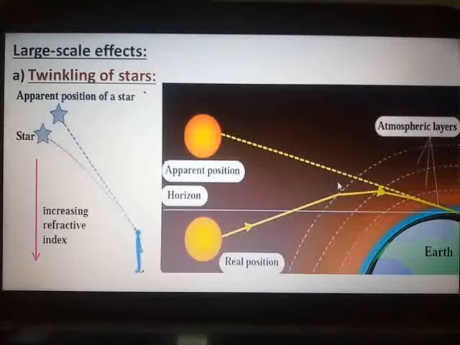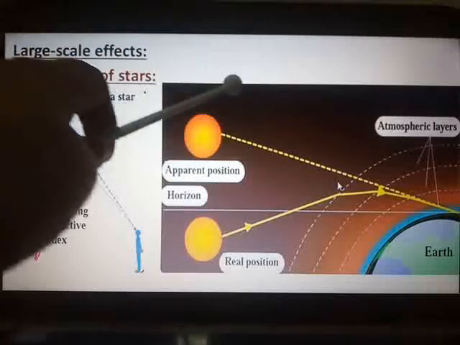So when the atmosphere refracts more light towards us, the star appears to be bright, and when the atmosphere refracts less light towards us, the star appears to be very dim. Hence, due to the changes in the refractive index of the atmosphere, stars appear to be twinkling in the sky at night.